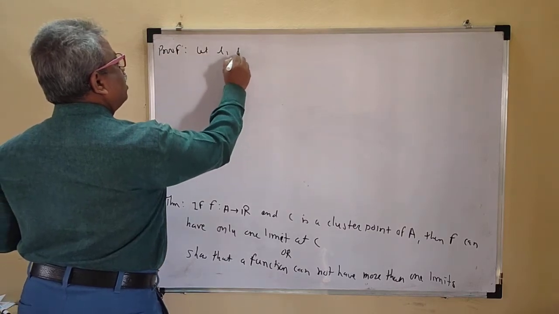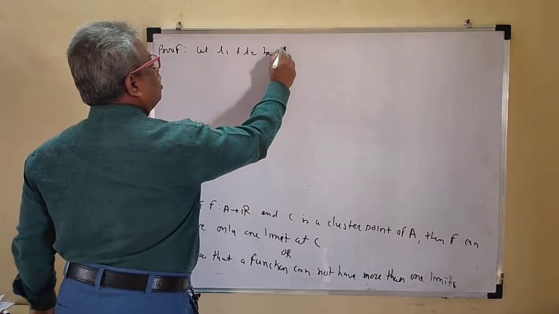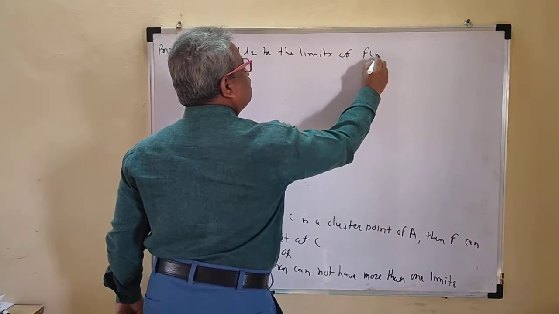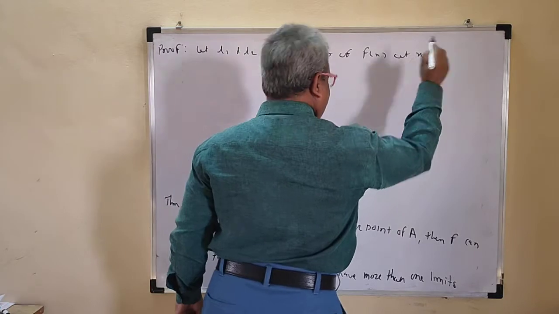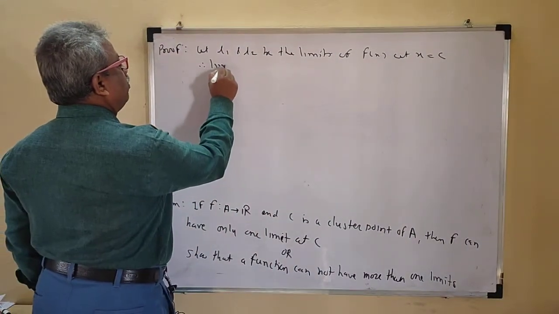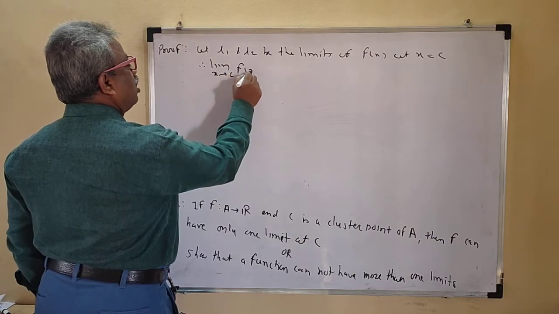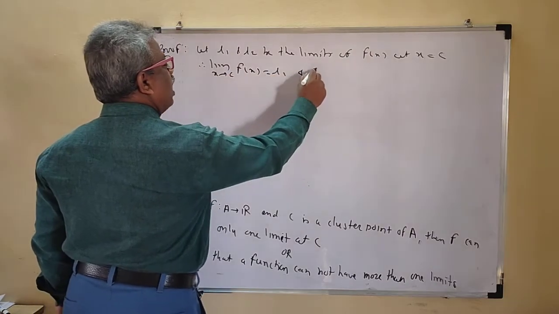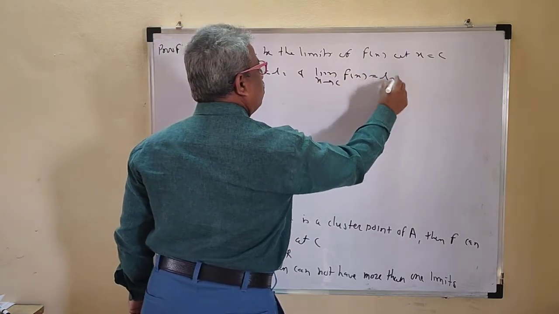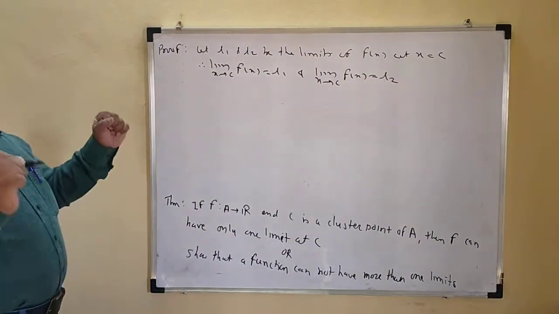Let L1 and L2 be the limits, if possible, of f of x at x equal to c. So therefore, limit as x tends to c of f of x is equal to L1, and limit as x tends to c of f of x is equal to L2. Okay, so now we will apply the epsilon delta.